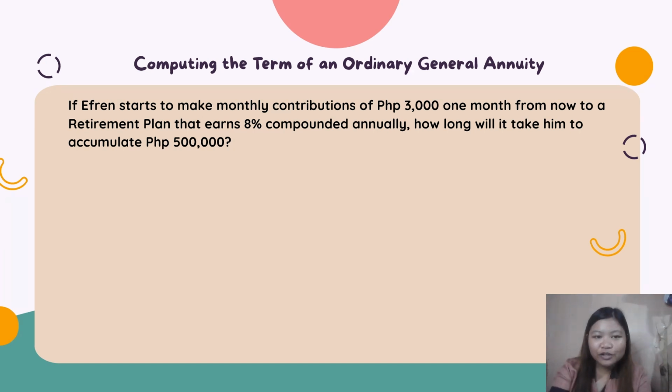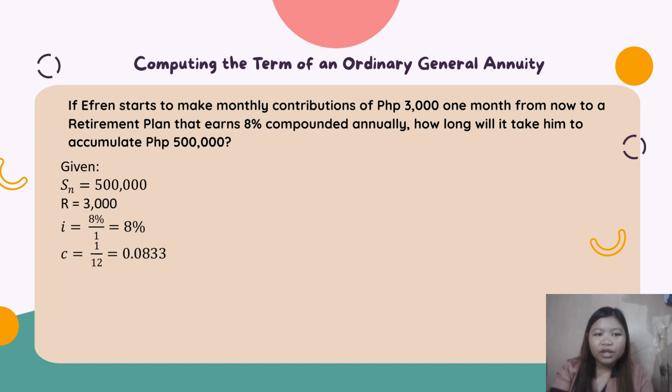So first things first, we will write our given. Our given is S sub n, which is our future value, so we have 500,000 pesos. And for our R, which is the periodic payment, we have 3,000 pesos. And then for our i, which is 8% over 1, because 8% compounded annually. Annually is yearly, so 1. So divide it, and we have 8%.